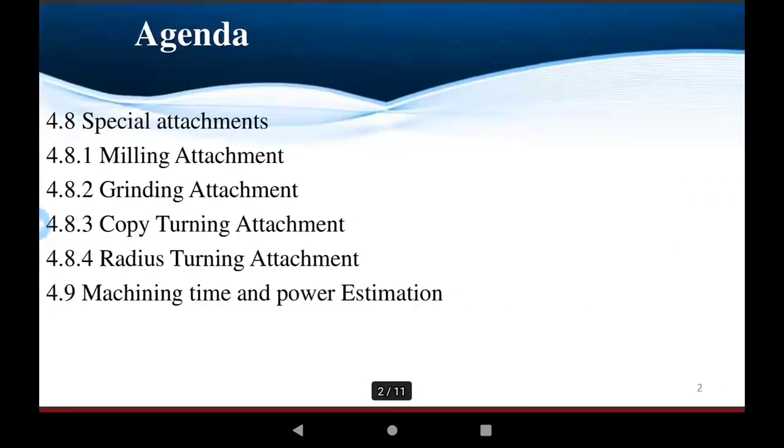The agenda for today's video is special attachments. Some special attachments are required for manufacturing operations with the help of lathe machines, shaper machines, planer machines and drilling machines.